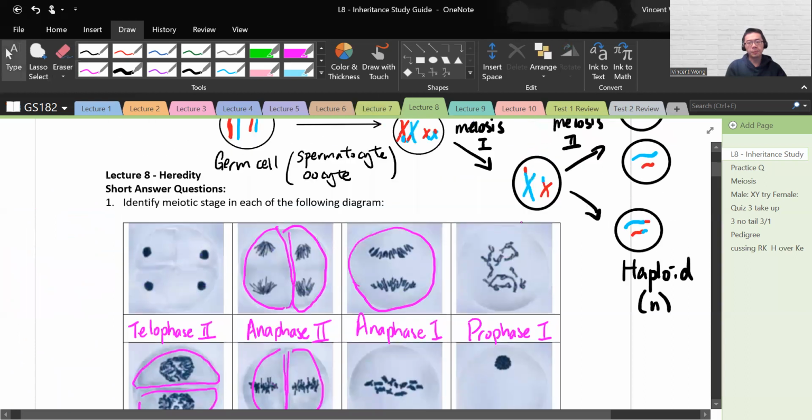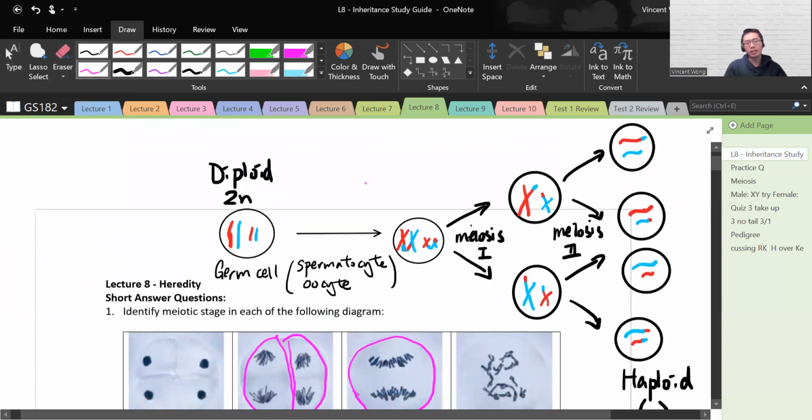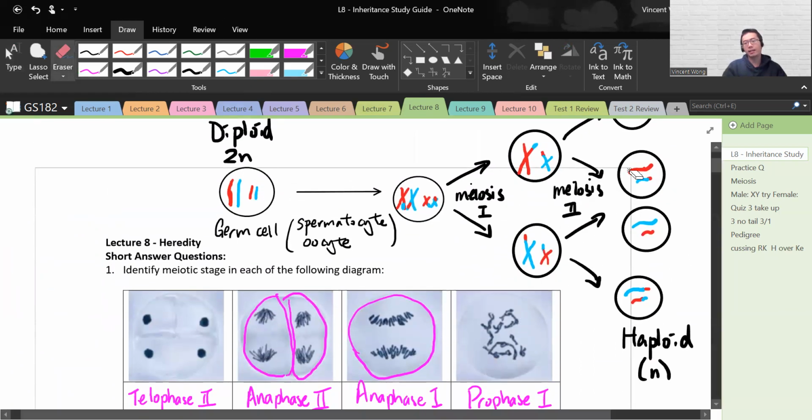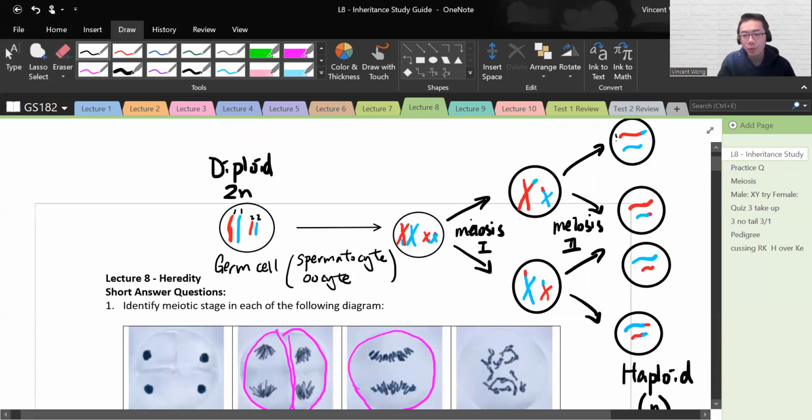Let's go back here and see. You understand the beginning is 2n, and then the end is 1n, right? Because there are 4 chromosomes here, 2 sets. If I put the numbers like chromosome 1, chromosome 1, chromosome 2, chromosome 2, you have 2 of each. That's why it's called 2n. Over here at the end, you only have 1 of each, 1 and 2, 1 and 2, 1 and 2, 1 and 2. So you only have 1 of each chromosome number. You have 1 set. That's why it's n.